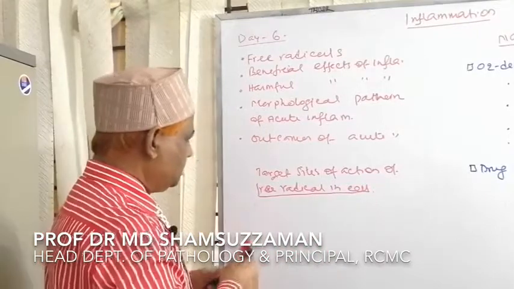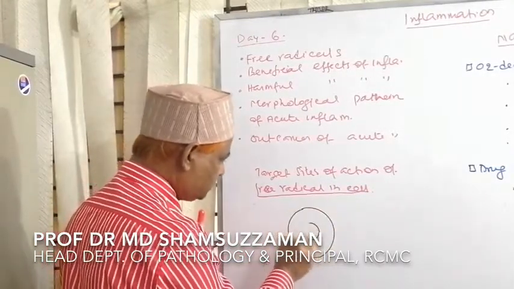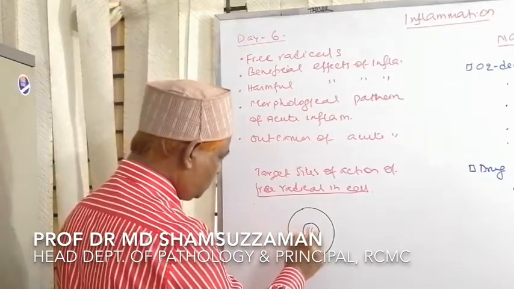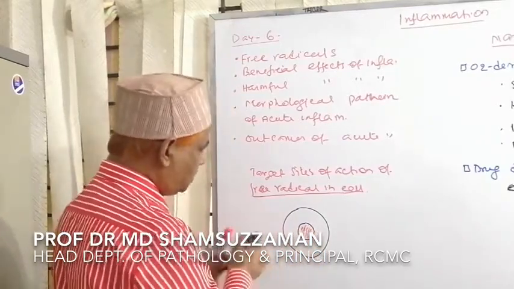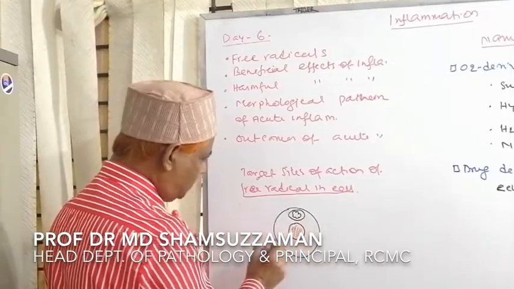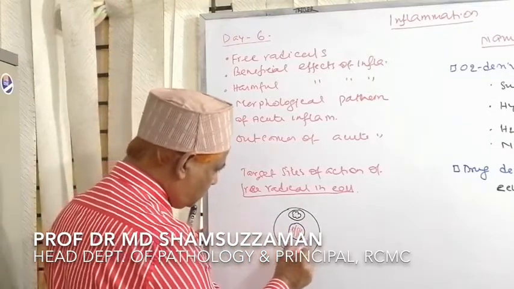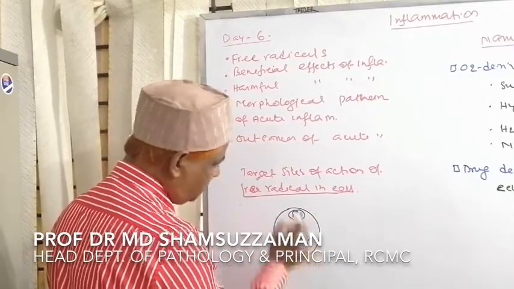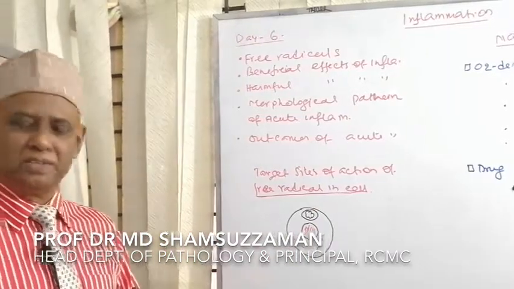Dear audience, if this is the cell membrane, like this is the nucleus, and within the nucleus there is chromosome, and the chromosome is composed of DNA, and out in this cytoplasm there is mitochondria like this. There is smooth endoplasmic reticulum and rough endoplasmic reticulum, and there is ribosome on the rough endoplasmic reticulum. The free radicals act upon the cell in different sites.